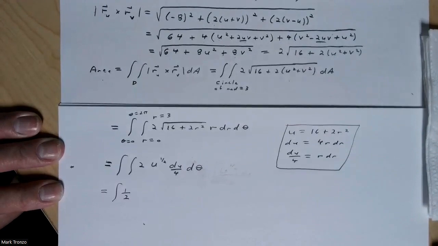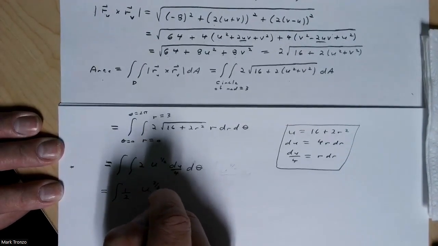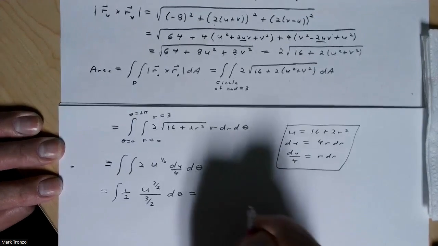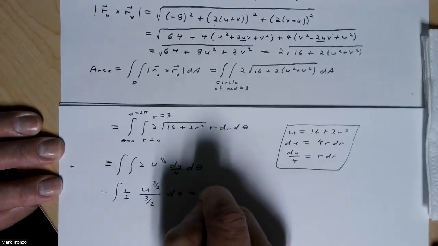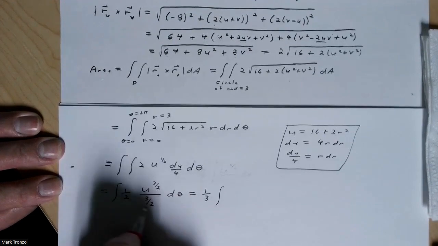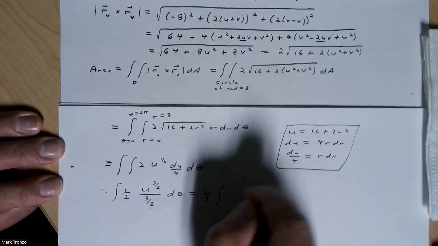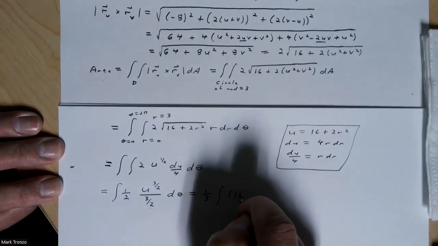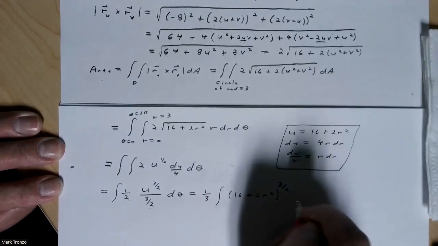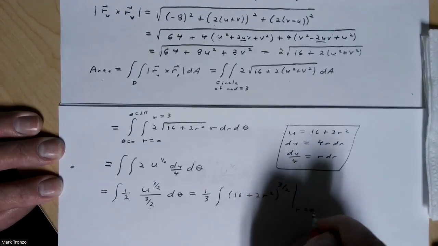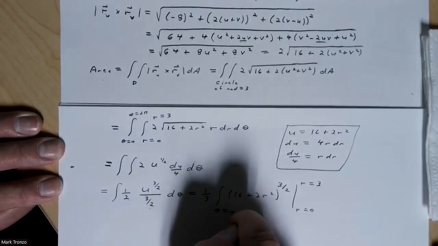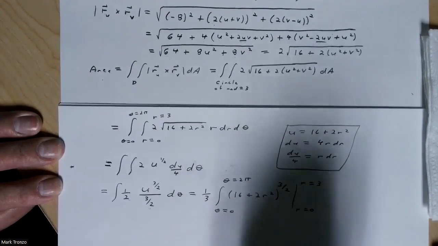Let me put this half in front here and integrate this. This would be u to the 3 halves over 3 halves, d theta. And notice the 2's will cancel. This ends up being 1/3. And let me put our substitutions back in here. So I canceled those. I got 1/3. And this will be 16 plus 2r squared to the 3/2, evaluated from r equals 0 to r equals 3. Those were going to be our bounds. And then theta is from 0 to 2 pi.